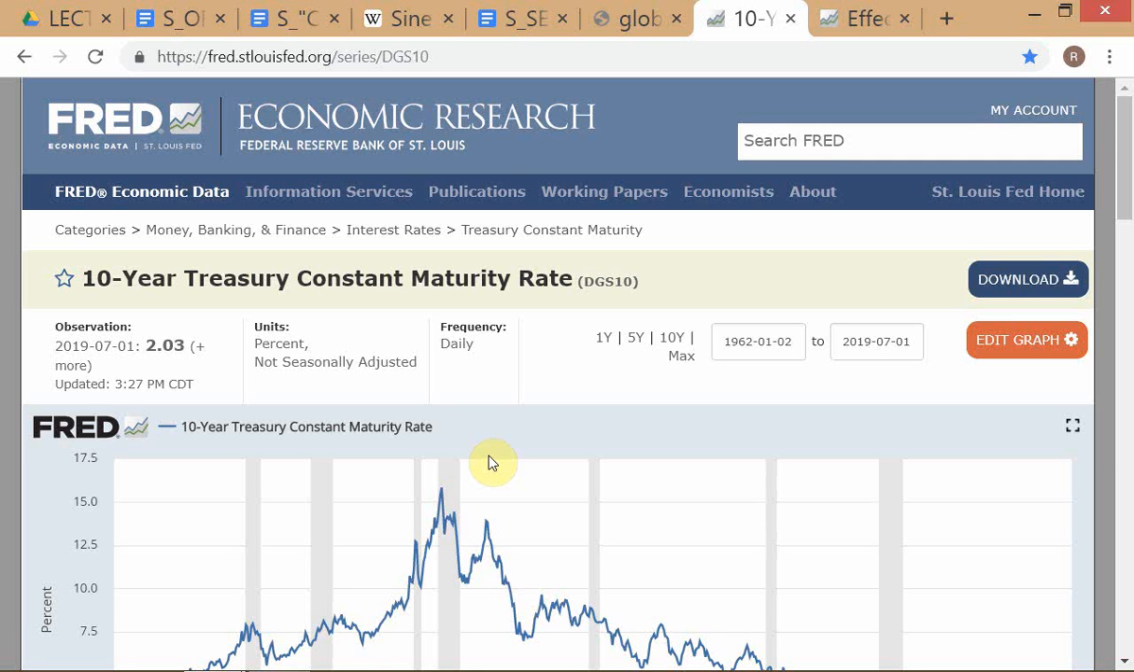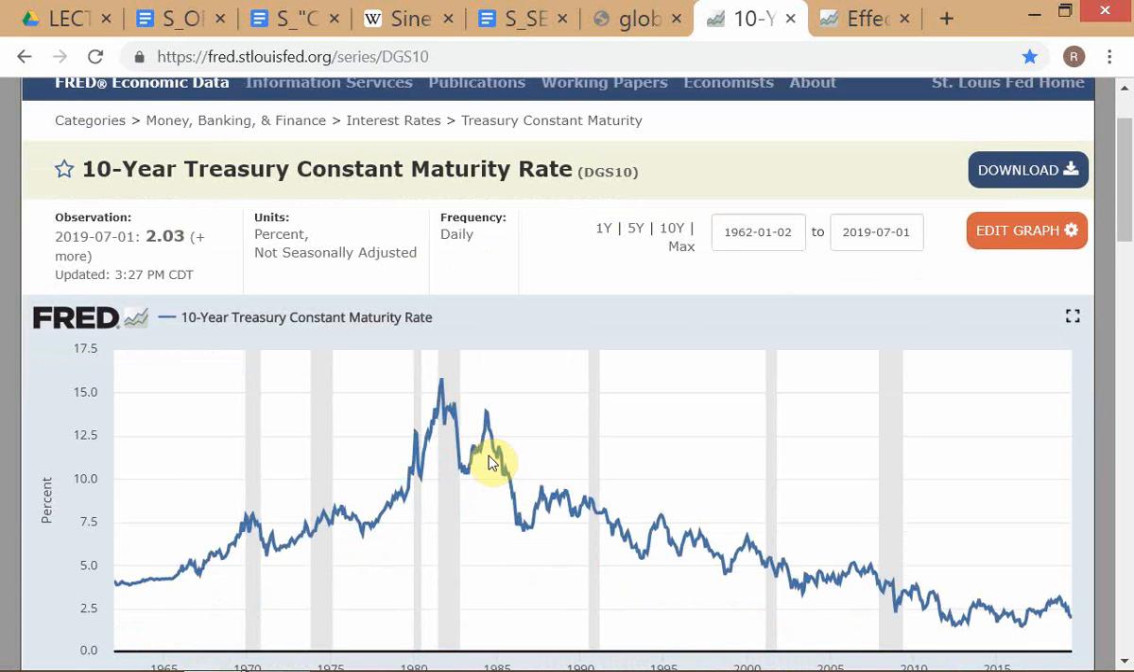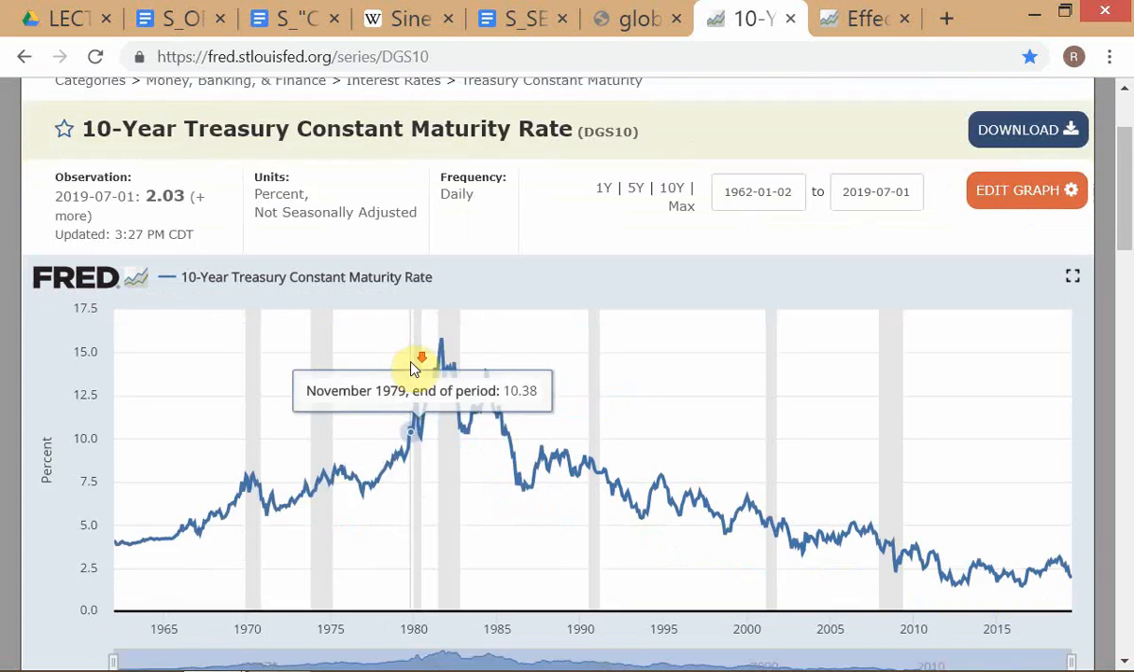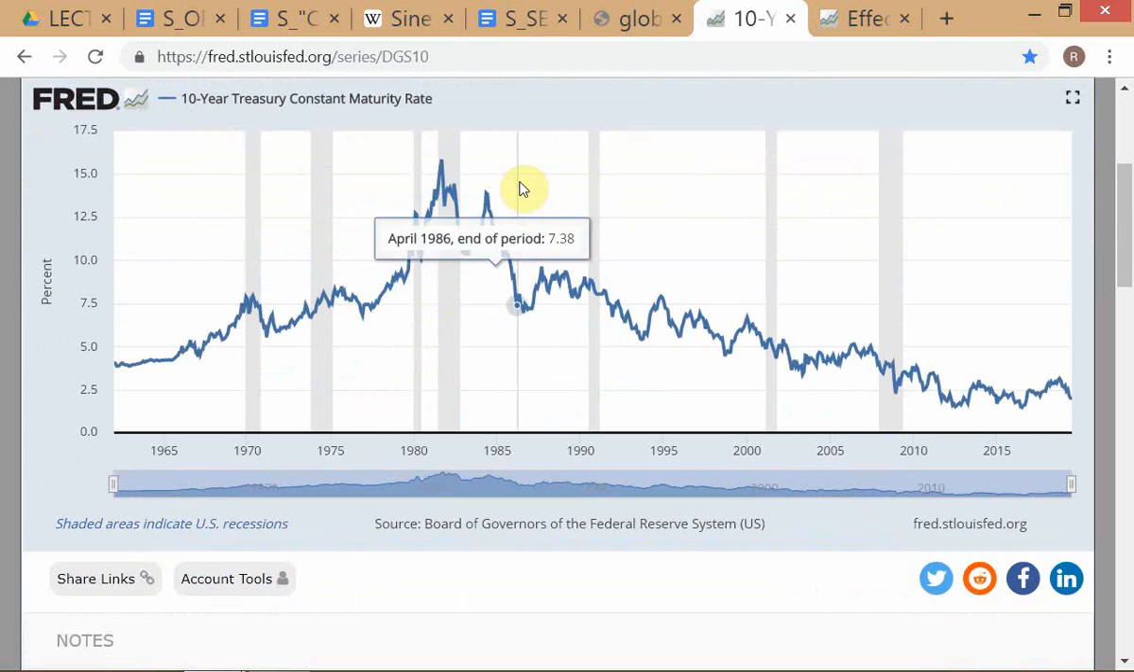How did interest rates move? There's nothing subjective about this. This is how it moved, period. You can't have a second opinion on this, okay? You may like it or you may not like it, but this is what it was.